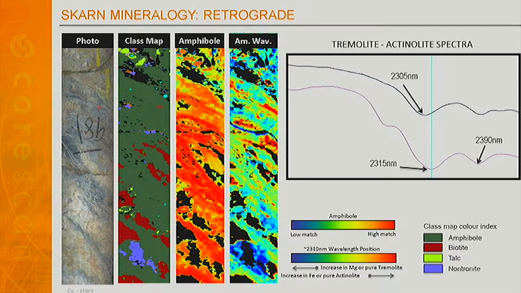So here's some of the retrograde. I wanted to throw this in to show a little bit of the chemistry that we are capable of with this type of technology. So here's the photo, and here's the amphibole, and then here's the wavelength of the amphibole. And what you're looking at here is the difference between a tremolite and actinolite. So where it's red in this amphibole wavelength map, you're actually trending more towards the actinolite species, which is more iron-rich. And then as you're going into the blue colors, you're trending more into the tremolite. So we can actually then say something about the chemistry of the fluids as well.